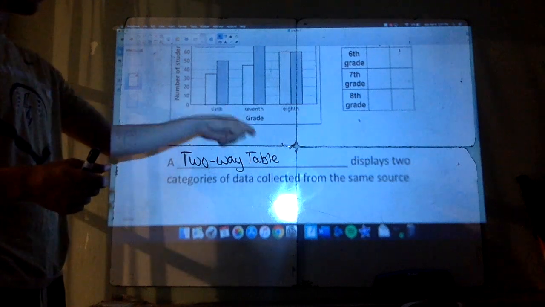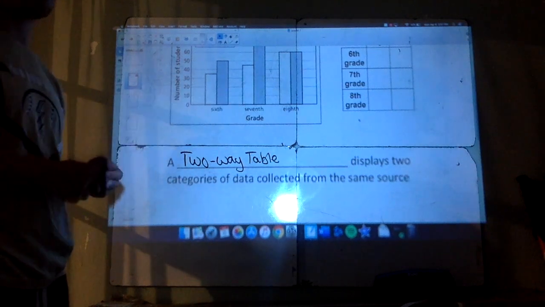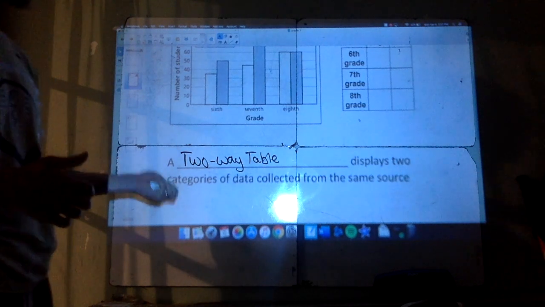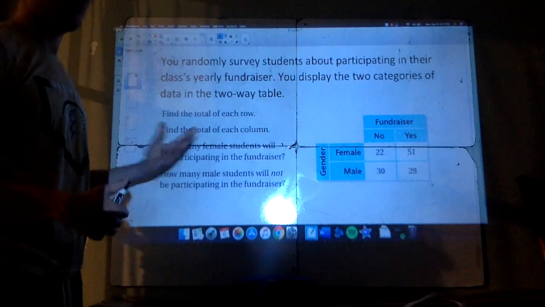What grade are you in? And then, are you a boy or girl? Those were the two questions. So a two-way table displays two categories of data collected from the same source. Here's an example of that two-way table in action.